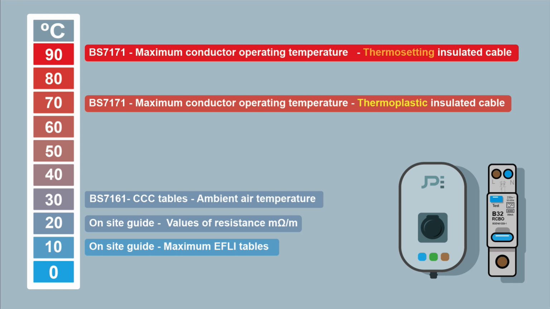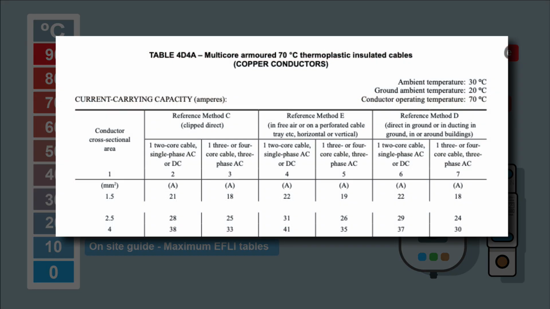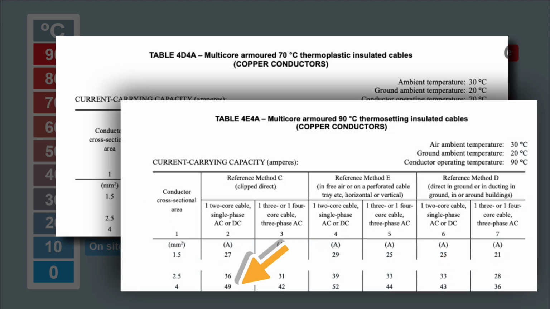Our conductors have maximum operating temperatures. For thermoplastic, that's 70 degrees C, and for thermosetting, that's 90 degrees C. If you look through the tables at BS7671, thermosetting insulated cables have a greater current carrying capacity than thermoplastic. An example being 4mm SWA, thermoplastic clip direct has a current carrying capacity of 38 amps, where thermosetting 4mm clip direct has a current carrying capacity of 49 amps.